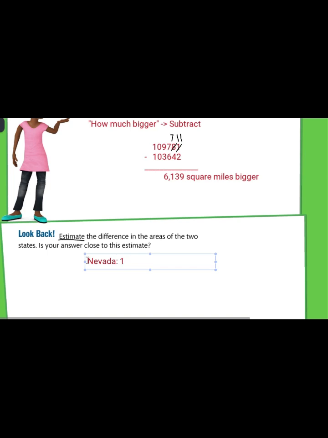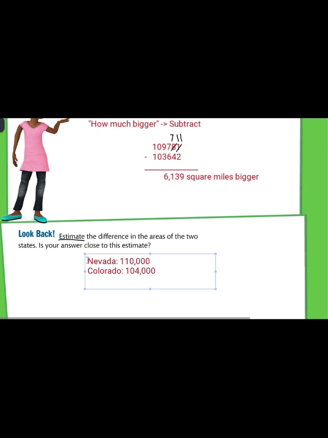And let's round 103,642 to 104,000. Since our hundreds digits were both 5, 6, 7, 8, or 9, our thousands digit went up by 1. And that 9 there bumped into a 10.